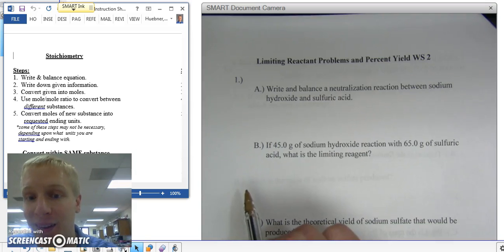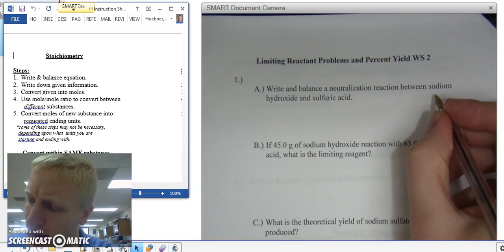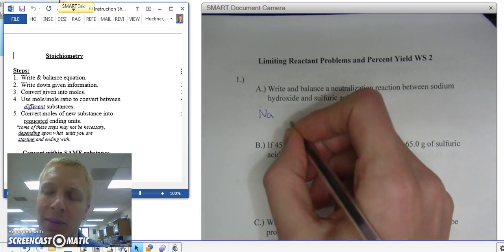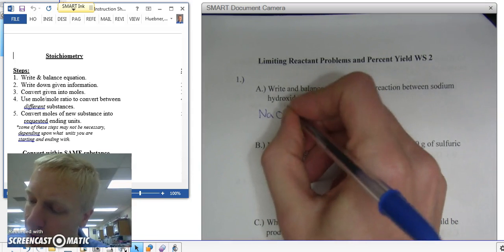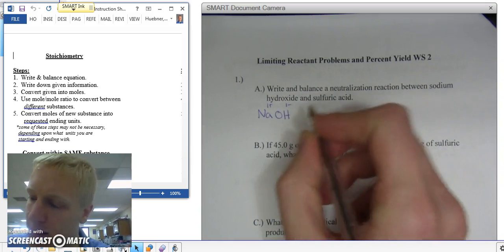So we've got to go back to the naming unit, naming acids, and then naming compounds. We've got sodium hydroxide, that's on my polyatomic ion sheet, it's an OH with a 1 minus charge. Sodium's a 1 plus, that's balanced.